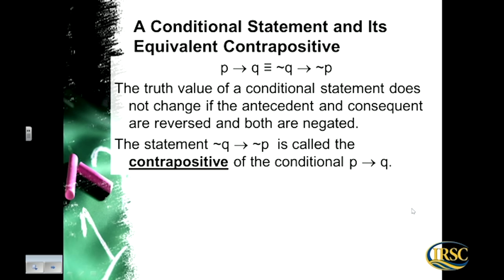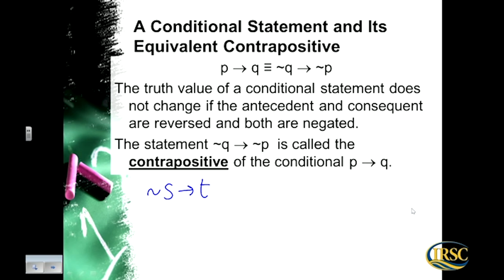Now, sometimes it's not as straightforward as if P, then Q. It might be something like this: if not S, then T. Okay, let's say this is your original if-then statement. So if I want to write the contrapositive, I want to reverse the order and negate both sides.